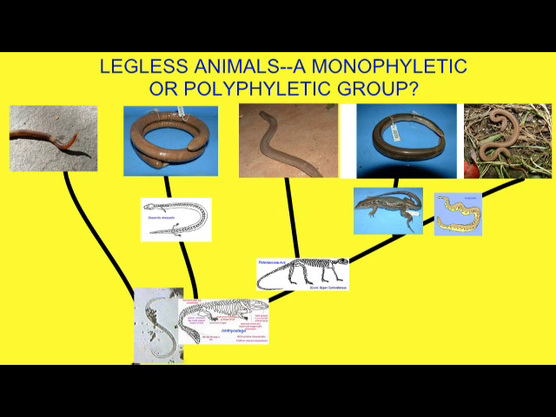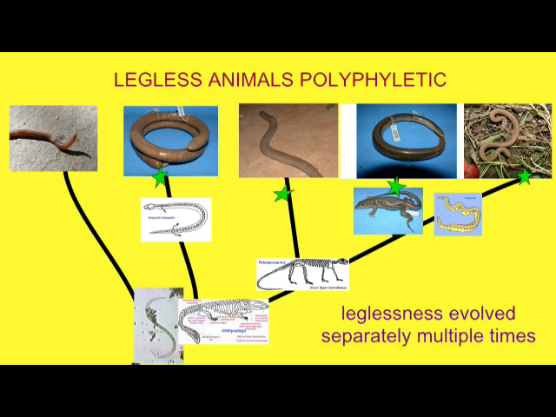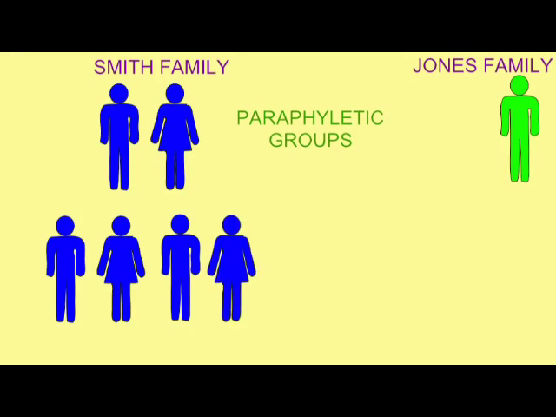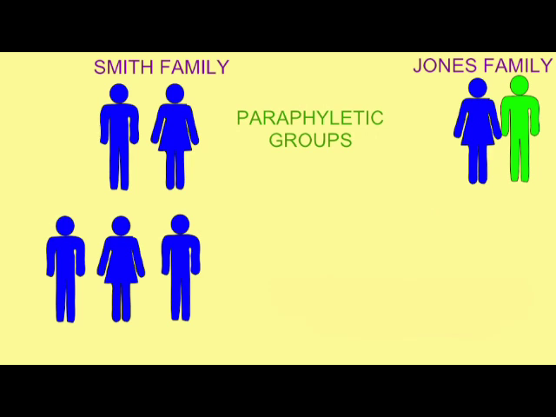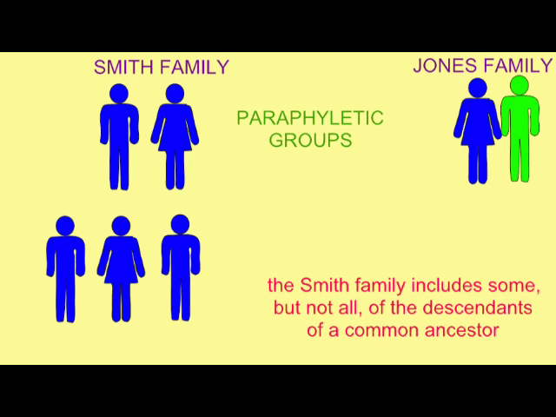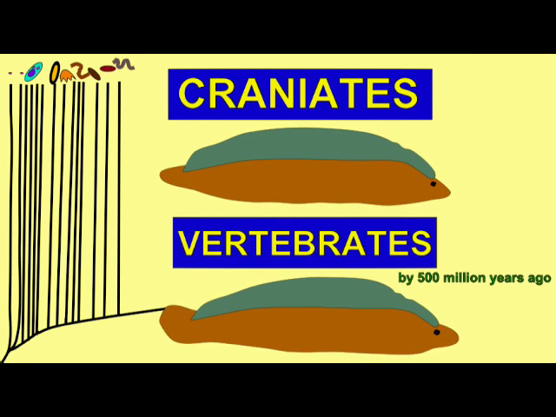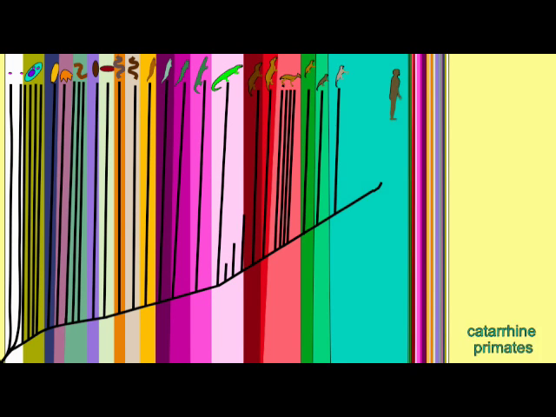Some groups are referred to as paraphyletic if they do not include all descendants of the most recent common ancestor. So, not all of the descendants of the first reptiles are called reptiles. Some evolved into mammals. So reptiles would be a paraphyletic group because it includes some, but not all of the descendants of a common ancestor.